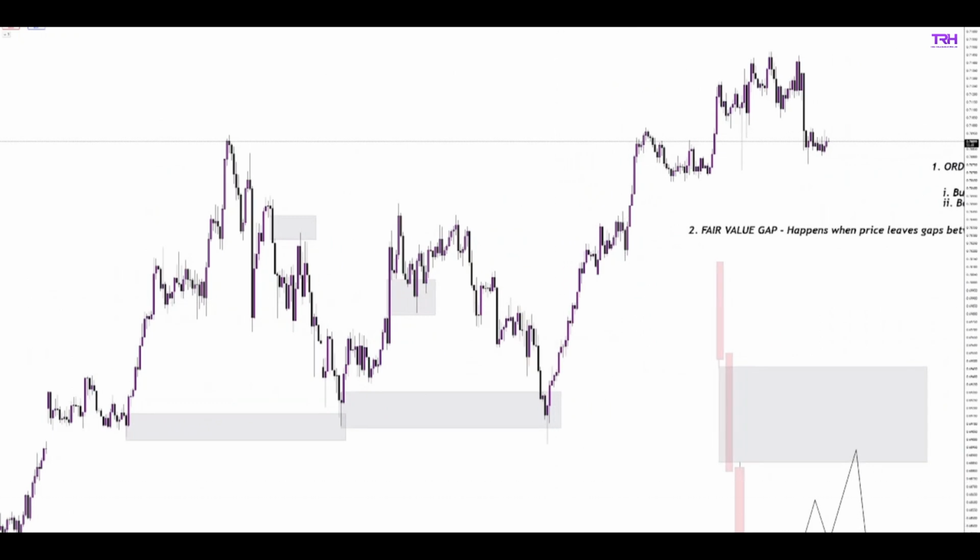Now look, this is an order block. The last candle before a strong downward or upward movement. This is the last candle before a strong downward movement. Price actually tapped into it, but price disrespected it by closing above.